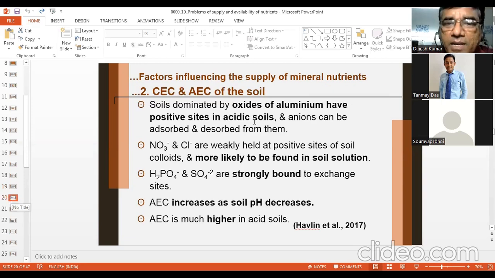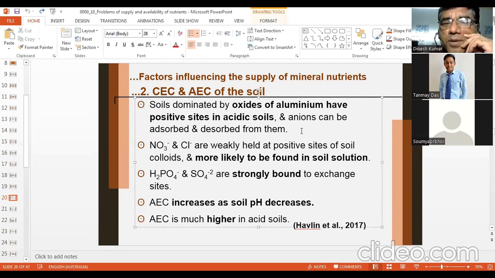Soils dominated by oxides of aluminum have positive sites in acidic soils. So you need to know the minerals that make up our soil, and in those minerals you will also find oxides of aluminum, which have positive sites in acidic soils. As usual, they have both negative and positive charge, and anions can be adsorbed on them. So these oxides of aluminum can act as a colloid.